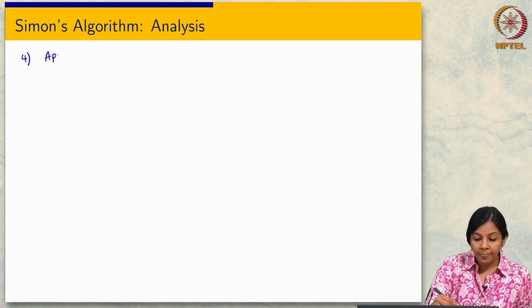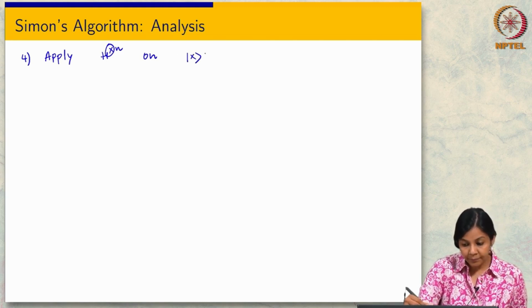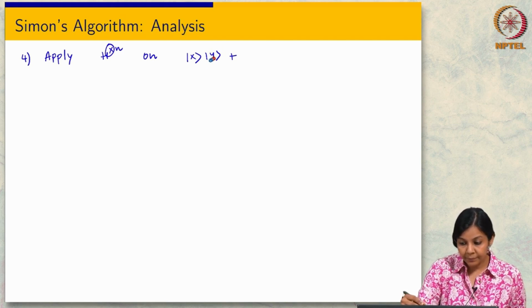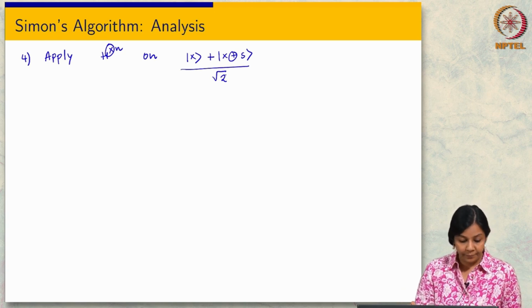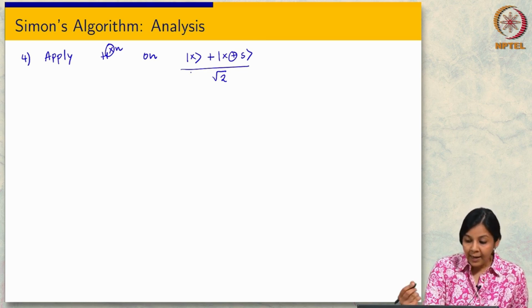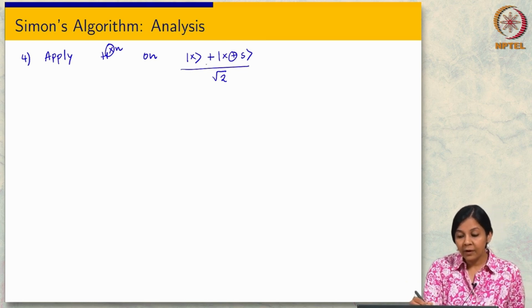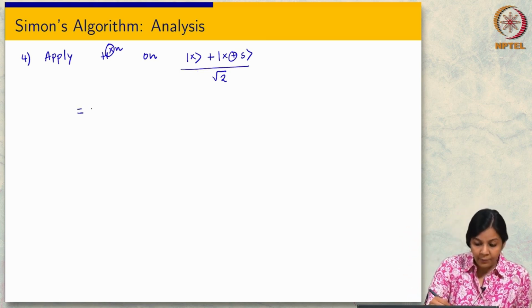So now, if I apply the Hadamard on this, what will I get? Just based on our discussions before, I will apply it linearly. So for this first state x, H^n of x is going to go to a summation over z with (-1)^(x·z). So I am going to get a summation over z.